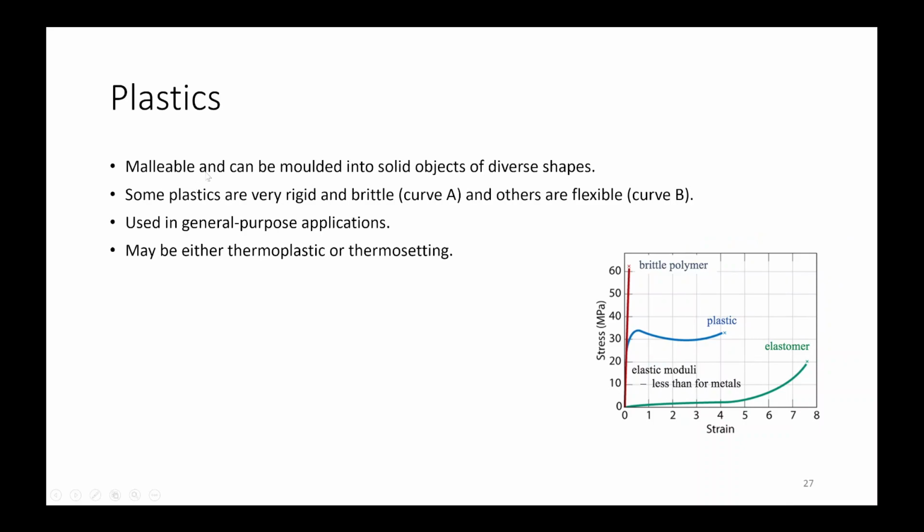Plastics. Now, these are malleable and can be molded into solid objects of diverse shapes. Some plastics are very rigid and brittle, and others are flexible, as seen here. Some plastics can be as rigid as this one, which is shown here as a brittle polymer, and some can be tough also. Now these are used in general purpose applications and may be either thermoplastic or thermosetting in nature.